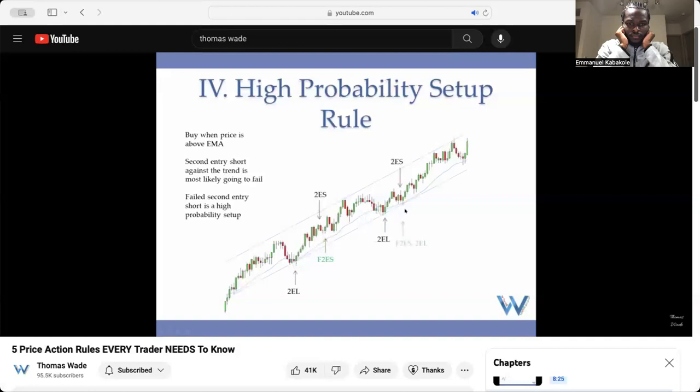Same scenario right here. Price created new low, first entry short, pullback, second entry short. So this is a failed second entry short. Also, at the same time, it is a second entry long. First leg, pullback, second leg. First entry long, second entry long.